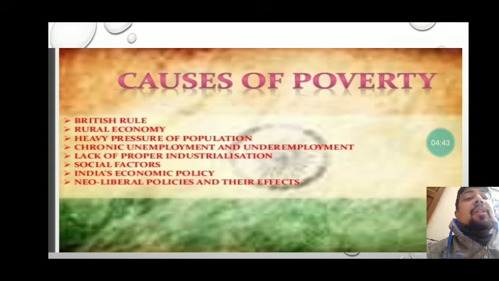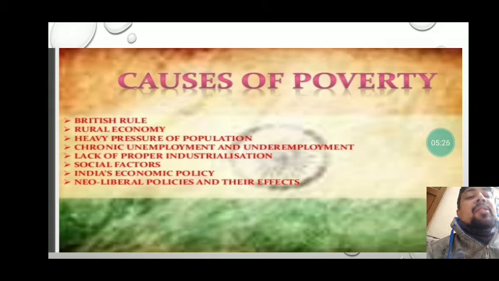Similarly, lack of proper industrialization is also there. No industrialization, no output, no production, no export. As a result, no foreign exchange. As a result, we will be cut off from foreign trade. Similarly, social factors are also there. People are more inclined towards caste, religion, and other social issues. So that is why the economic condition will get hampered. Apart from that, India's economic policy is also responsible. Our economic policy is not oriented towards poverty or the poor person. That is the main cause. It is now more oriented towards privatization, private ownership, or private industries.